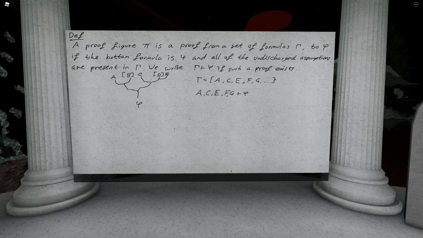Yeah, but for this, we just have this statement that says when such a proof figure is a proof from gamma to phi. Does that make sense? Any questions about that?